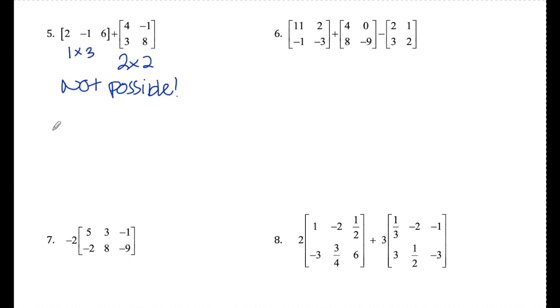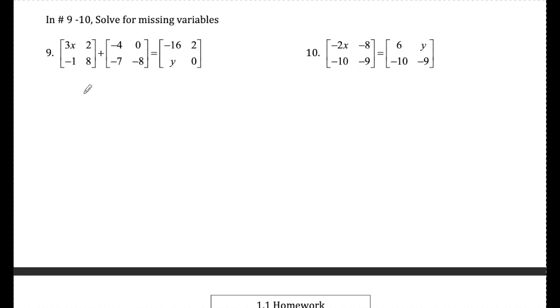Number 7 is just scalar multiplication. So I'm going to multiply negative 2 by every element within this matrix. So when I do that, I end up with negative 10, negative 6, positive 2, positive 4, negative 16, and positive 18. Number 9, solve for the missing variables.